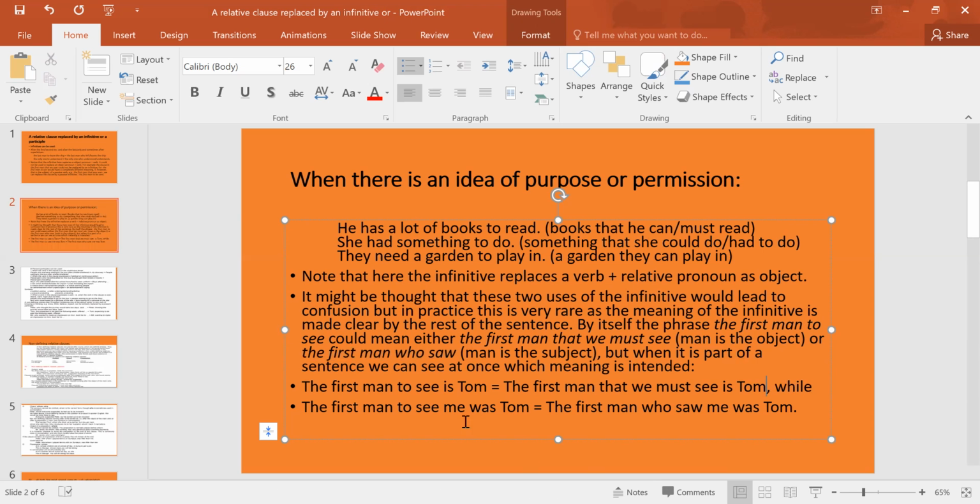While the first man to see me was Tom. This "to see" is an infinitive. It can be written in this way as well: the first man who saw me was Tom. All right. So it can be replaced here as well. So we can either use the pronouns that and who, or we can also use the infinitive.